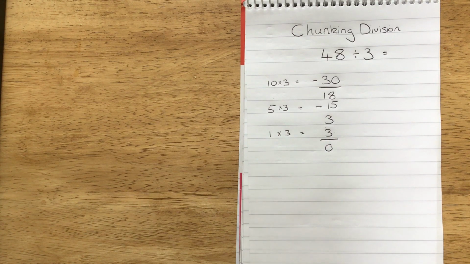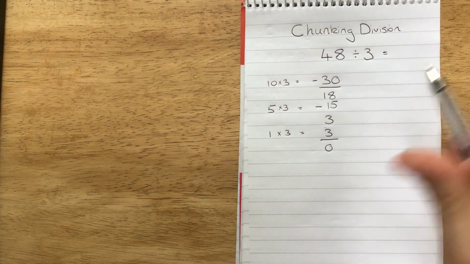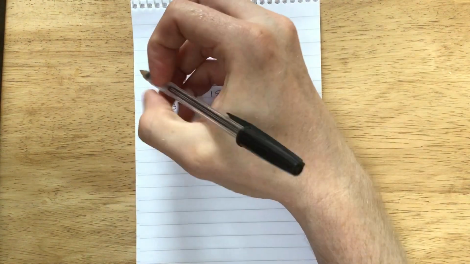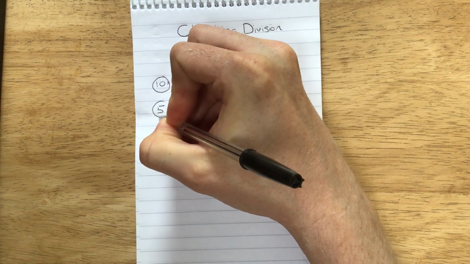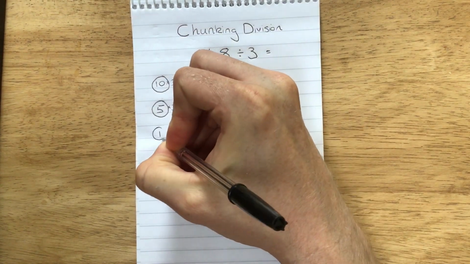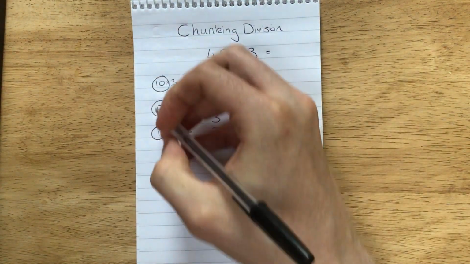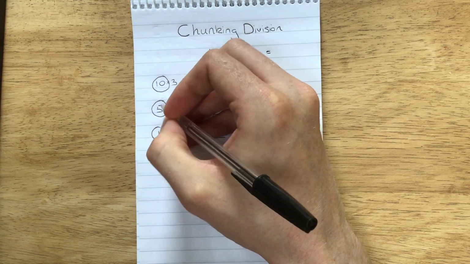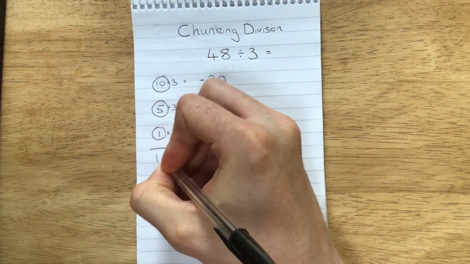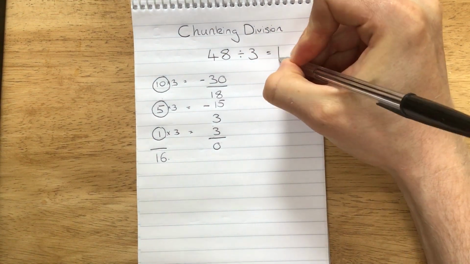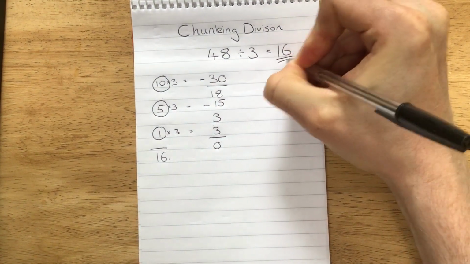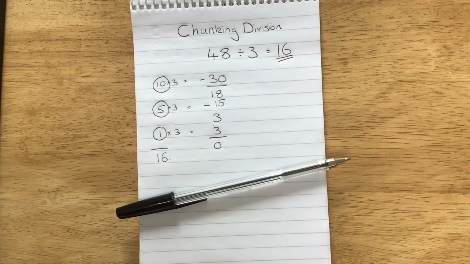So everyone's got the same amount of pasta. But how much pasta does everyone have? Let's have a wee look. So I have taken out a chunk of 10, I've taken out a chunk of 5, and I've taken out a chunk of 1. If I add those 3 numbers together, 10, 5 and 1, I get 16, which means 48 divided by 3 equals 16. That's my final answer.